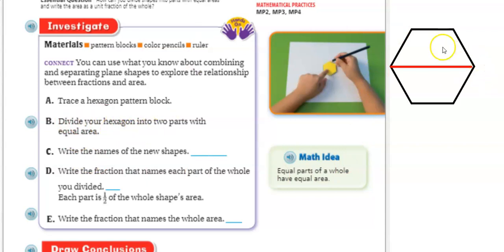So if I go over here, I can see right here, this is one part and this is two parts. So I have two parts. So it's into two equal areas. Area is the inside and we see this is the same as this. It says write the name of the new shapes. So what is this shape?